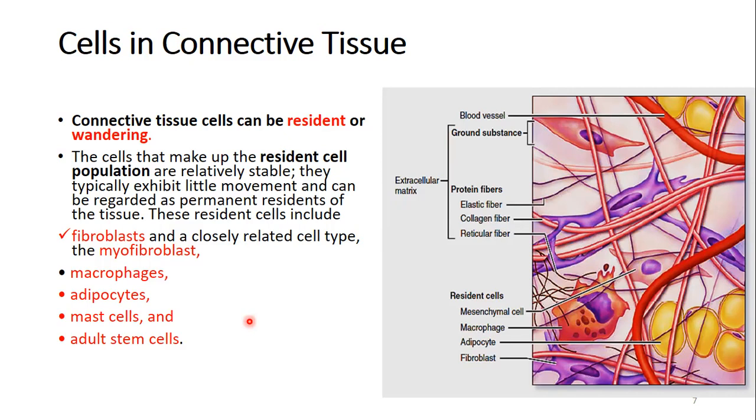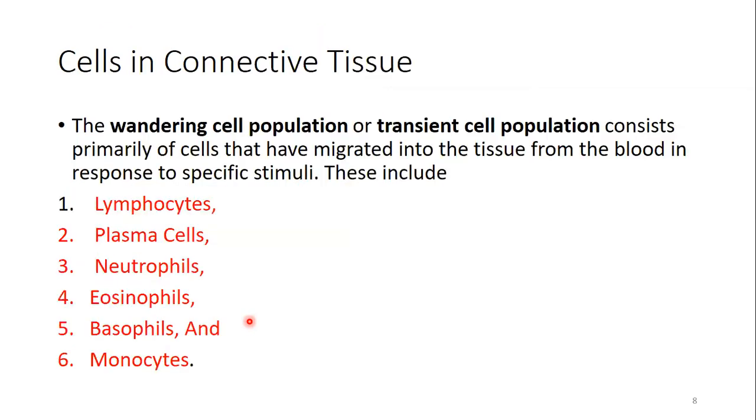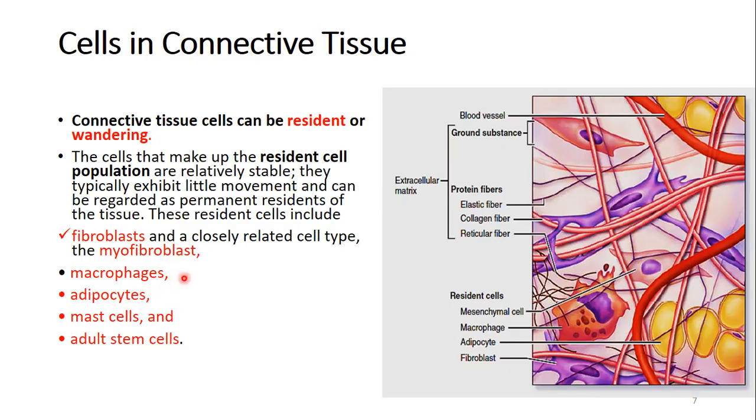Then wandering or transient cells, these are cells that are found in connective tissue only in special circumstances. Most cases is when there's infection in tissues. That's when the wandering or transient cells will migrate from blood into connective tissue. Therefore, all wandering cells are simply cells from blood, white blood cells to be specific. So let's begin looking at them one by one, starting with the resident or what you call permanent cells of connective tissue. So they are as follows.